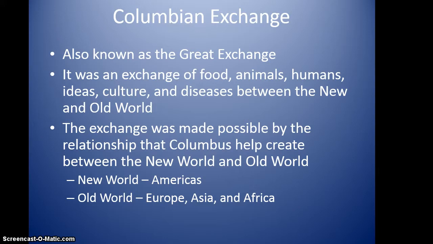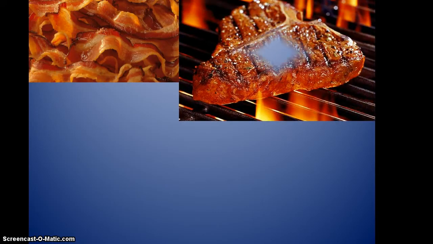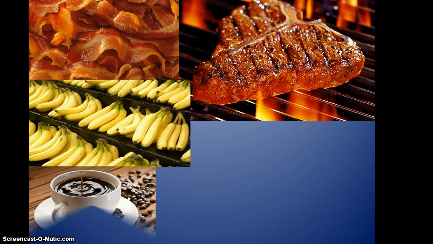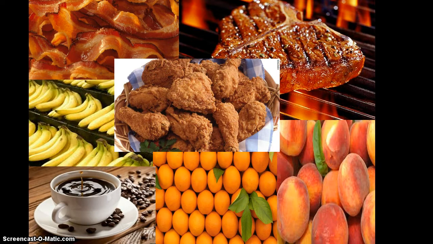So without the Old World and the Columbian Exchange, we would not have things like bacon. That came from the Old World. A nice juicy steak. Cattle came from the Old World. Bananas, B-A-N-A-N-A-S. Bananas came from the Old World. Coffee. You may not drink coffee, but you may know someone that does. Coffee came from the Old World. Oranges, peaches, and chicken. All of these foods came from the Old World. So without this Columbian Exchange starting up, we wouldn't have these foods that most Americans eat today.